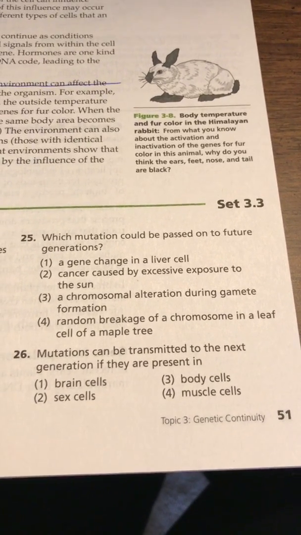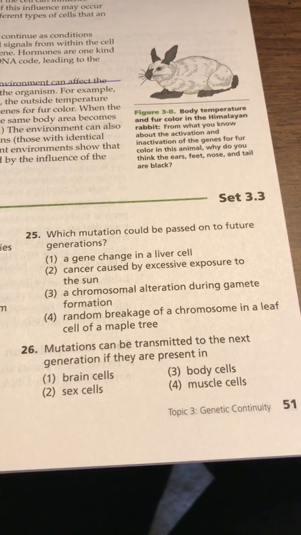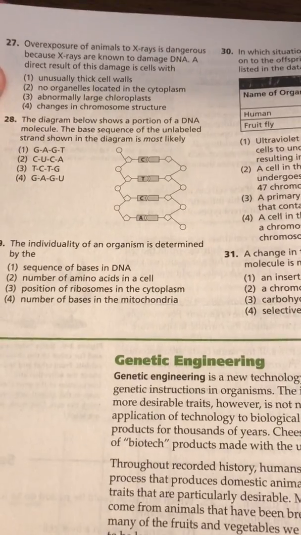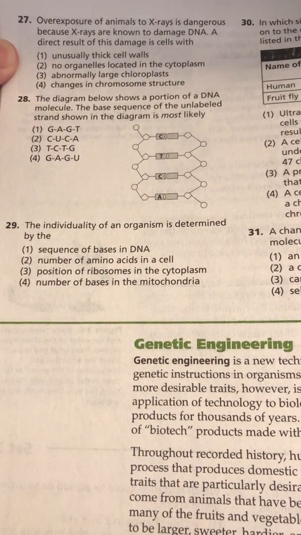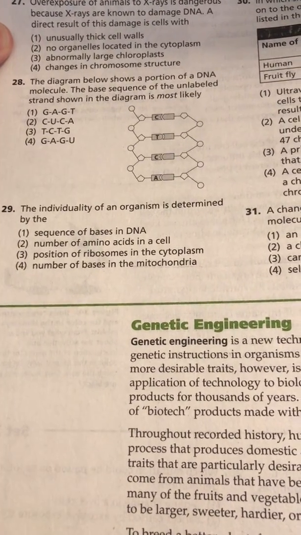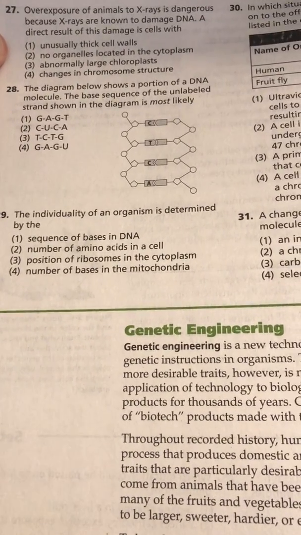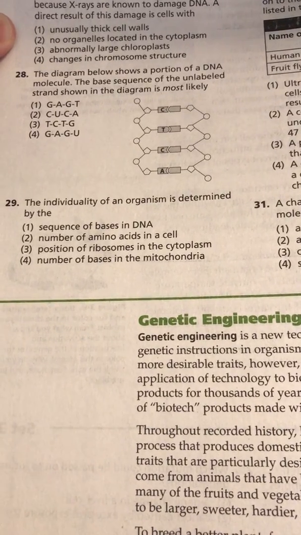26. Mutations can be transmitted to the next generation if they are present in 1. Brain cells, 2. Sex cells, 3. Body cells, or 4. Muscle cells. 27. Overexposure of animals to X-rays is dangerous because X-rays are known to damage DNA. A direct result of this damage is cells with unusually thick cell walls, no organelles located in the cytoplasm, abnormally large chloroplasts, or changes in chromosomal structure.